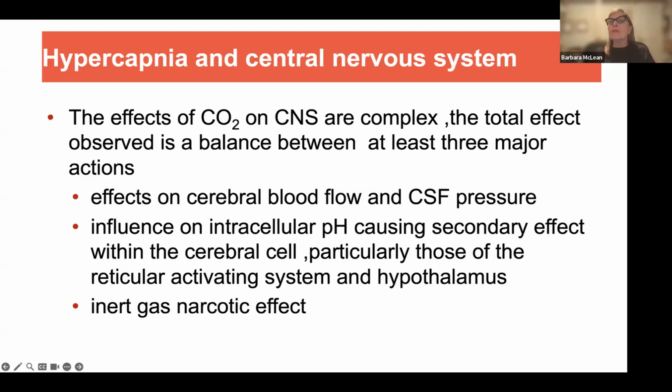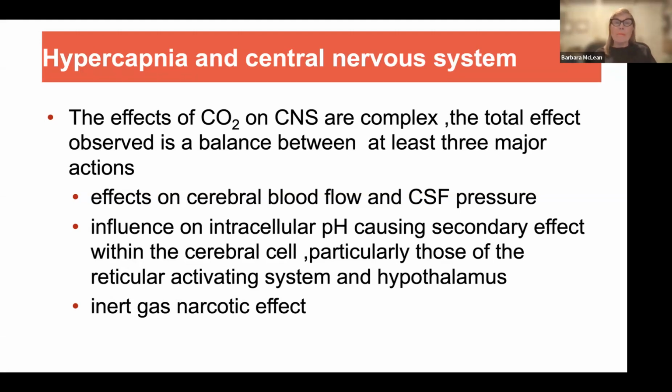Hence, 20 years ago, we used to say, blow off your CO2. But what happened is when we blew off too much CO2, the vessels constricted so much that oxygenated blood flow couldn't get through. And so that was always concerning. Now we basically say we want to keep our patients' CO2 around 33 to 35, if possible, if they've had a head injury or if they have increased intracranial pressure.